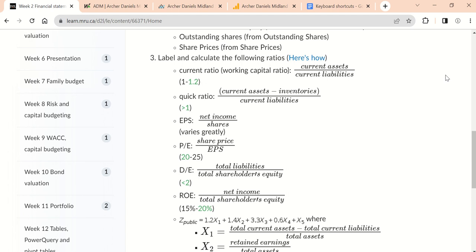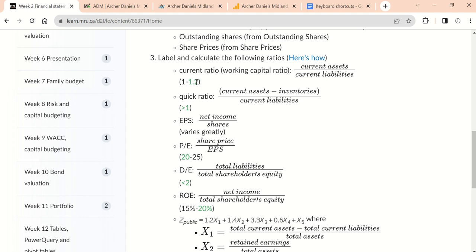On to step 3, the ratios. So you'll really be comparing these ratios within your industry. In fact, that's kind of the point. But many of them, except for EPS, have general benchmarks for the whole business world. And you'll notice that that's below each ratio.